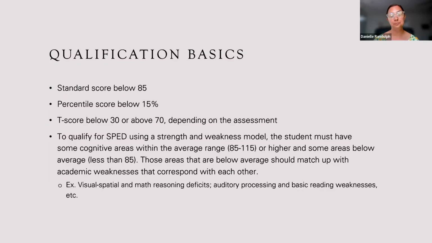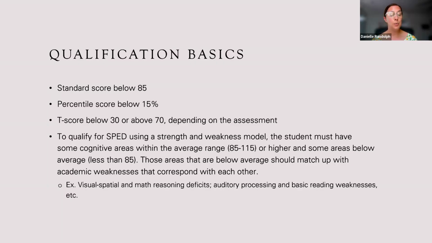A lot of rating scales use T-scores, or some of the occupational therapy and physical therapist assessments use T-scores. Anything below 30 or above 70, depending on the assessment, those are the scores that are going to have, again, that black and white cutoff for qualification.